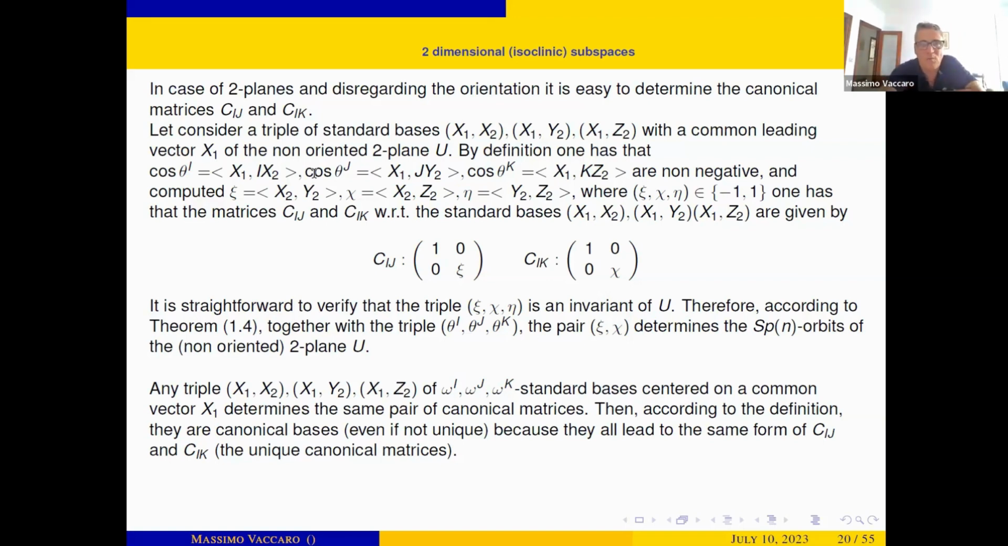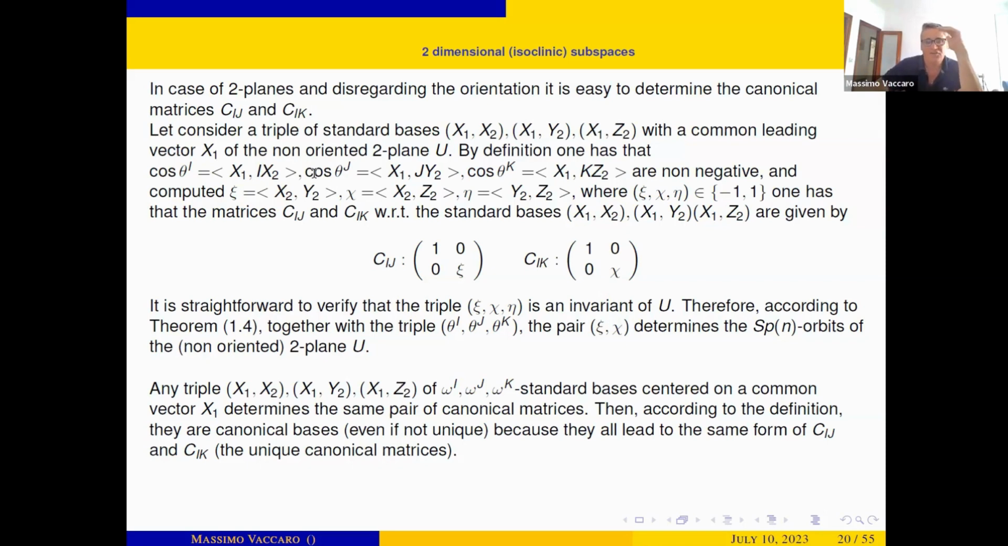So remember, when we have two-dimensional subspaces, which are always isoclinic, these are the two matrices. This one is x1x1, of course, then x1y2, y2x1 is 0, y2x2 is this number I wrote before, exactly the same. And they're all like this. I change the orthonormal basis, because it must be standard subspaces, and the matrices remain the same.